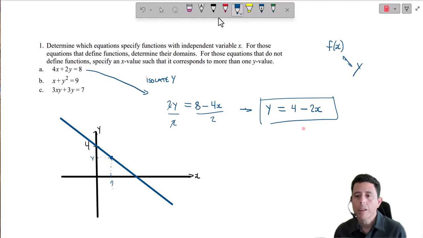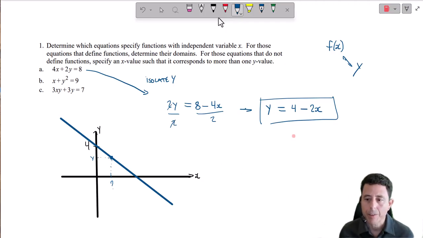So what we can conclude here is that you are able to isolate the y, and whatever you plug in here for x, you have one value. You don't have two, right? If x is 1, you get 4 minus 2, which is 2, so it's only one value. Okay, so it is a function.